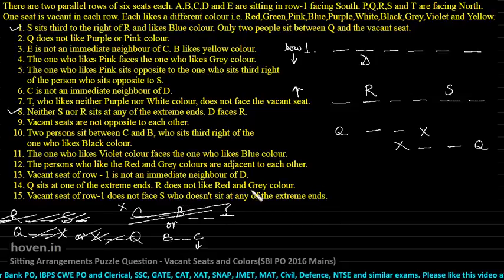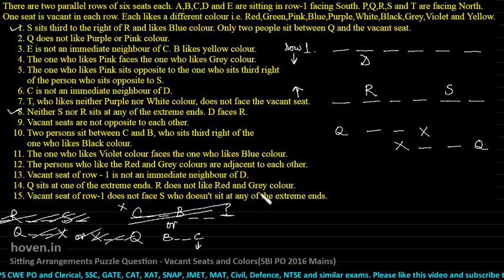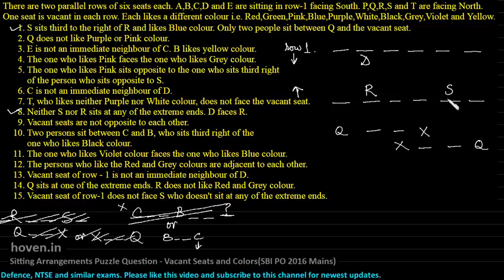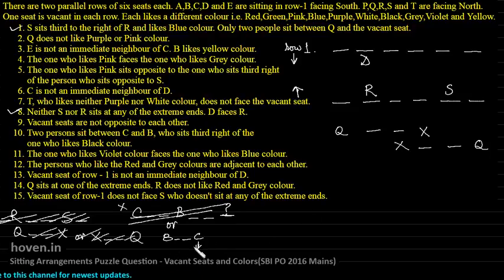R does not like red or grey colors. No, nothing to do about it right now. The vacant seat of row 1 does not face S, who doesn't sit at any of the extreme ends. We already know that S is not at any extreme end, and the vacant seat cannot come of this row, cannot come here. So we'll wait for the second pass. Now at the end of the first pass, what we have is B space C is a possibility, QX, XQ, RSD. So this is the picture that we have at the end of the first pass.